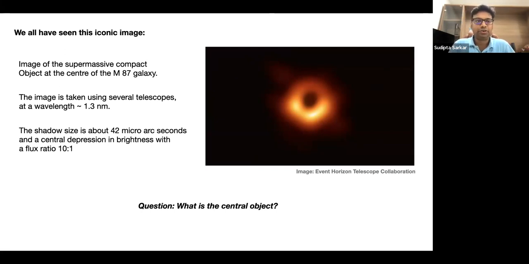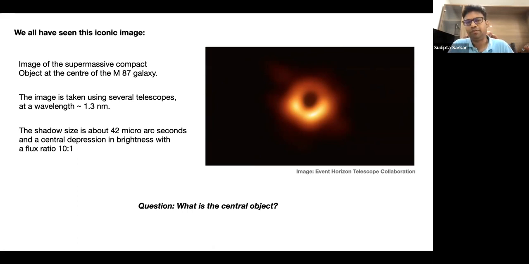All of us have seen this iconic image, the image of the supermassive compact object at the center of the M87 galaxy. It's a megaparsec distant galaxy. It's a remarkable technological achievement. This image is taken at several telescopes. You take images at different telescopes, combine the data, and ultimately this image pops up.